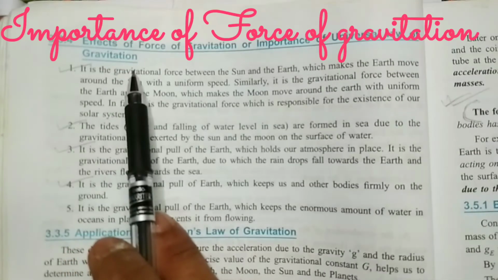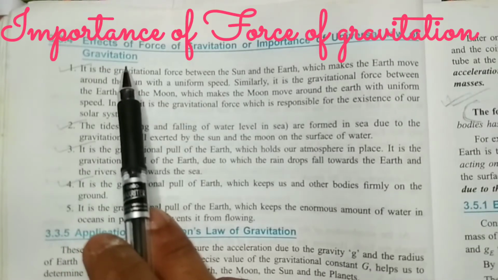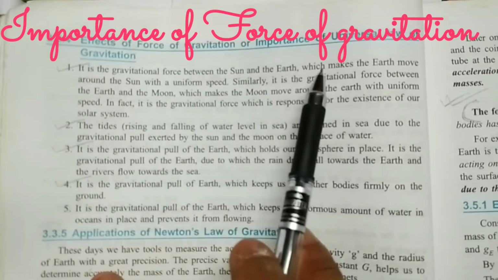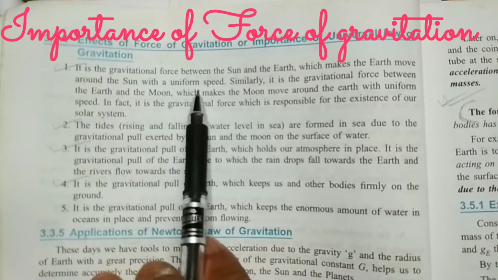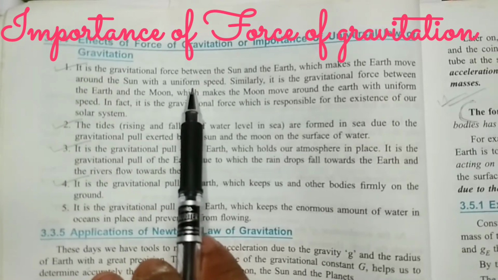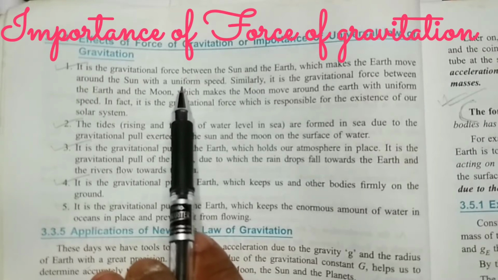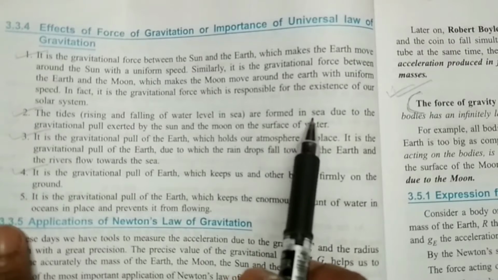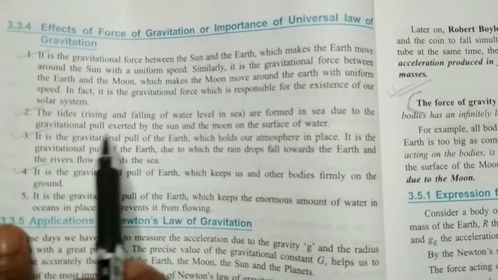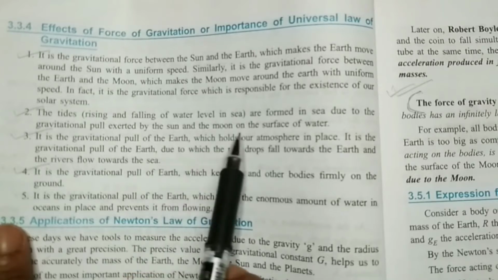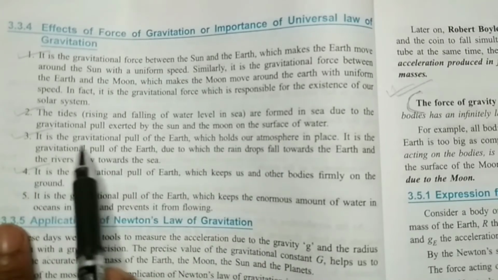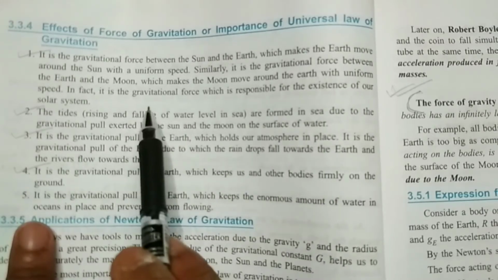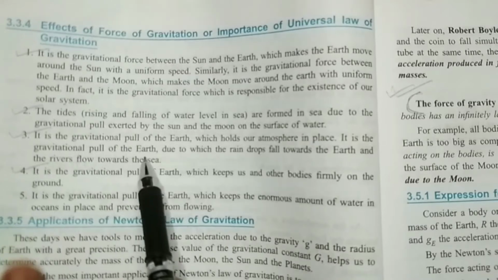What are the effects of force of gravitation or importance of universal law of gravitation? Number one, it is the gravitational force between the sun and the Earth which makes the Earth move around the sun with uniform speed. And every day, every moment we are experiencing it. So that means a very important force. The tides which are formed in sea or in ocean, this is also because of the gravitational pull exerted by the sun and the moon on the surface of Earth. It is the gravitational pull of the Earth which holds our atmosphere in place. These are some important effects of force of gravitation.